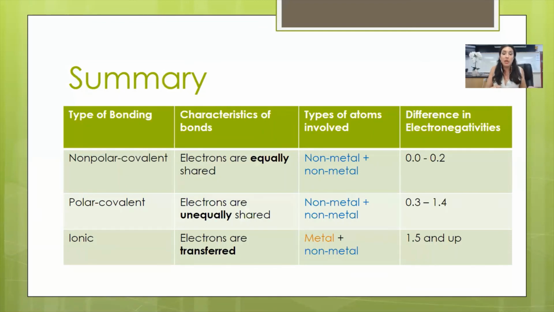Finally, in ionic bonding, electrons are completely transferred between one element and another. This results in the formation of ions, cations, and anions. These are characterized by a metal bonding with a non-metal, and you're looking for electronegativity differences of 1.5 and up.